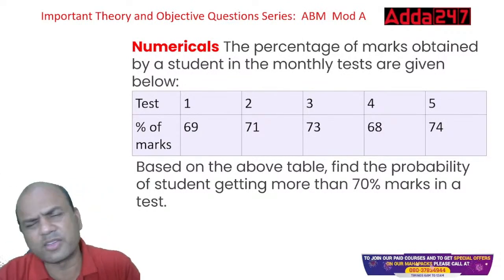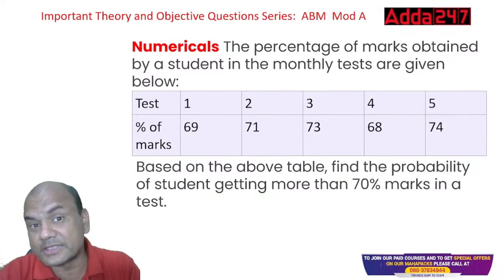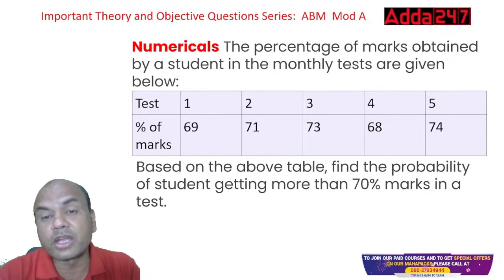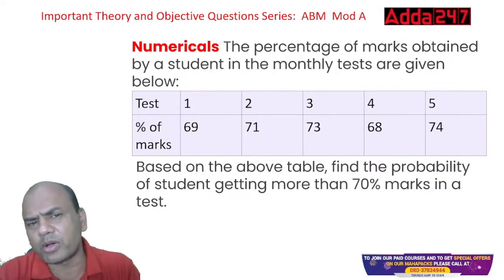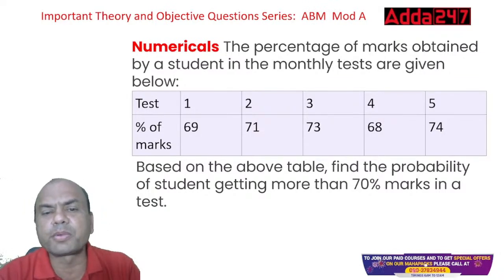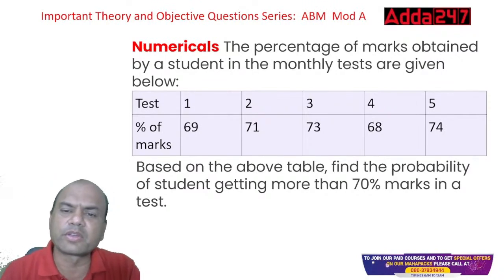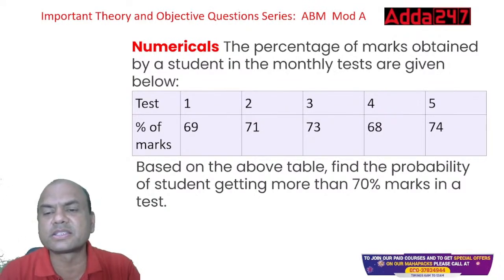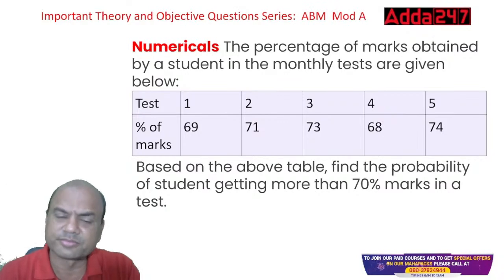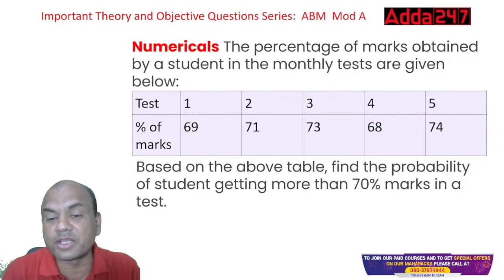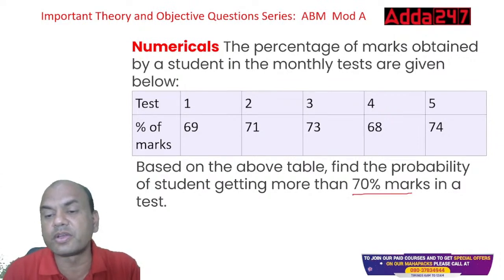Let's check these numericals. Simple ones, but in the exam these come for 1 mark. Many a time we get confused over here, but these 1 marks are in your pocket. See this. What is the question? The percentage of marks obtained by a student in a monthly test are given below. There are 5 tests: 1, 2, 3, 4, 5, and the percentages are 69, 71, 73, 68, 74. Based on the above table, find the probability of a student getting more than 70% marks in a test.